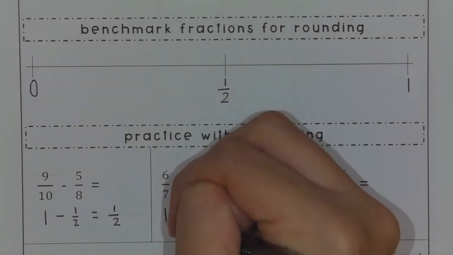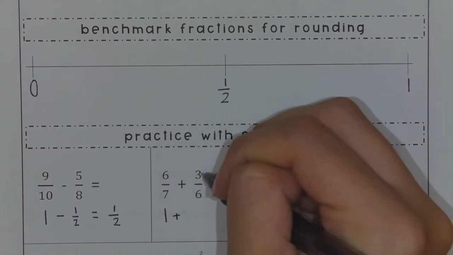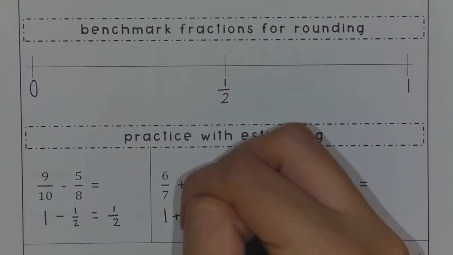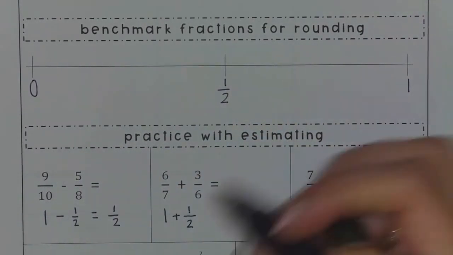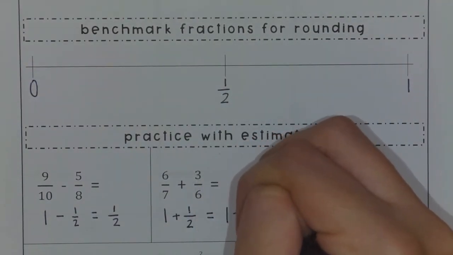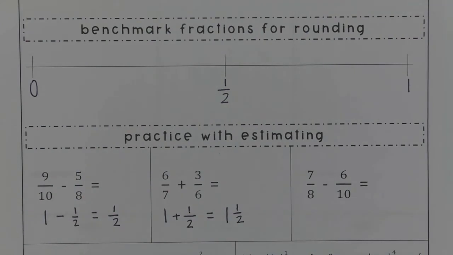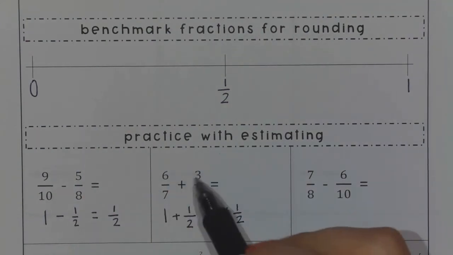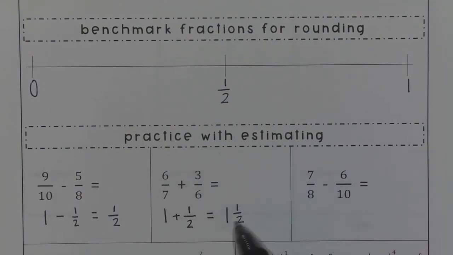6/7 is pretty close to 1, plus 3/6, which is actually exactly 1/2. So I have 1 plus 1/2, which would give me 1 and 1/2. Again, that gets me pretty close to the real answer of this problem. It should be pretty close to 1 and 1/2.